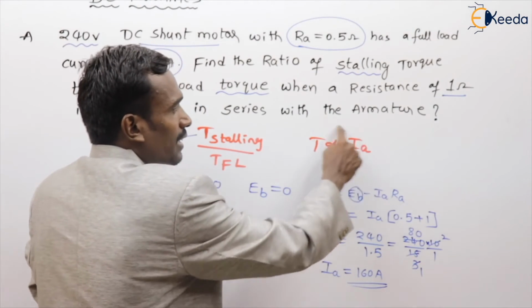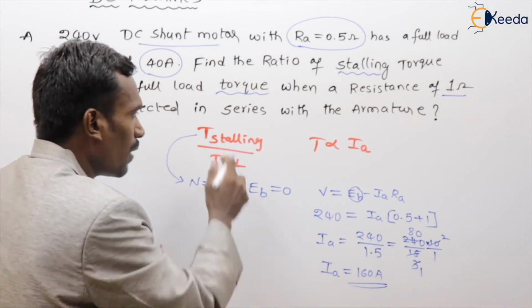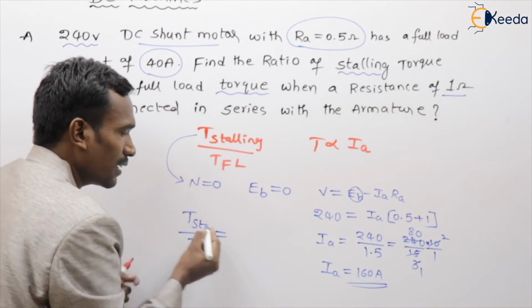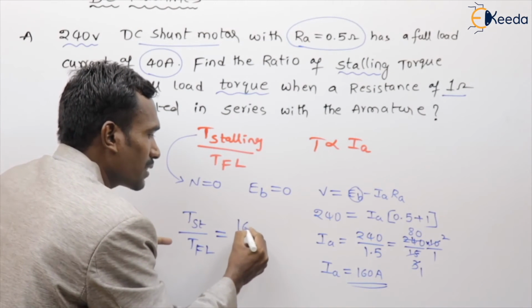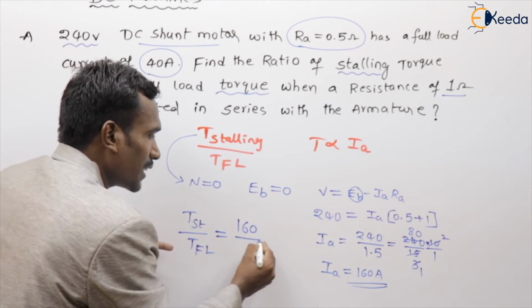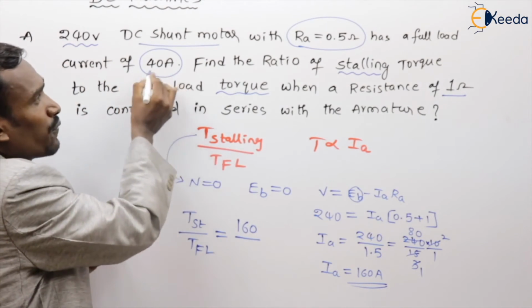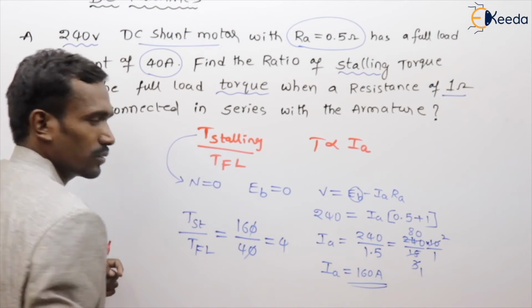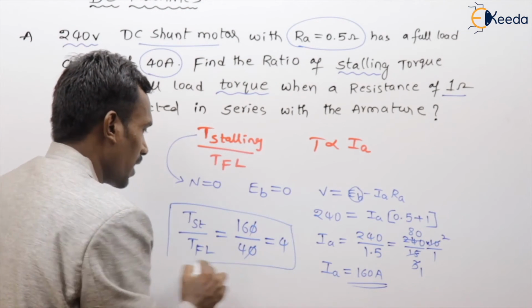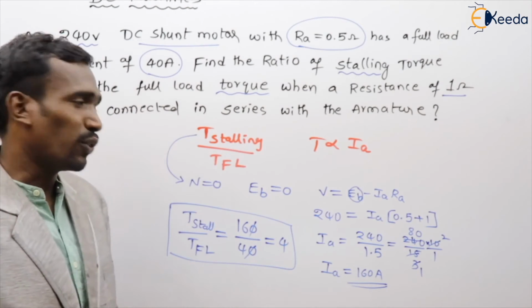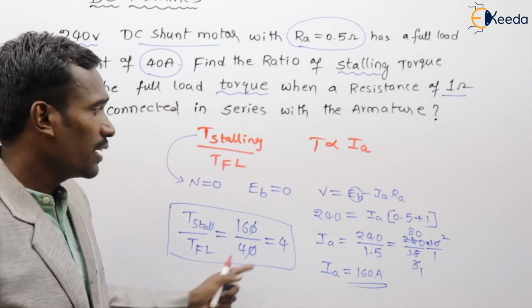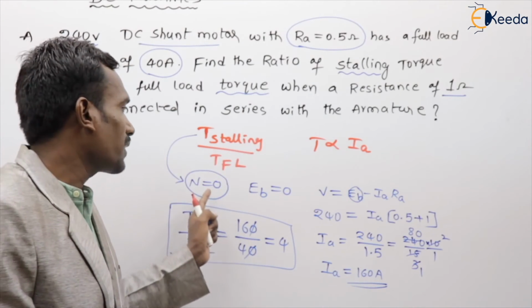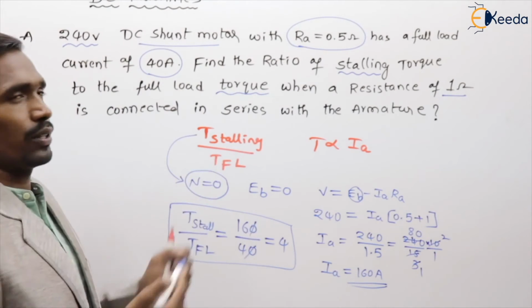And generally we know the torque is directly proportional to IA. So now I want the stalling torque to full load torque ratio, nothing but the armature current at stalling torque, 160, and the armature current at full load, 40 amperes, they given. So my answer is 4. Stalling torque to full load torque ratio is 4. Here we have to know stalling torque is nothing but the torque developed by the motor when speed equals 0.